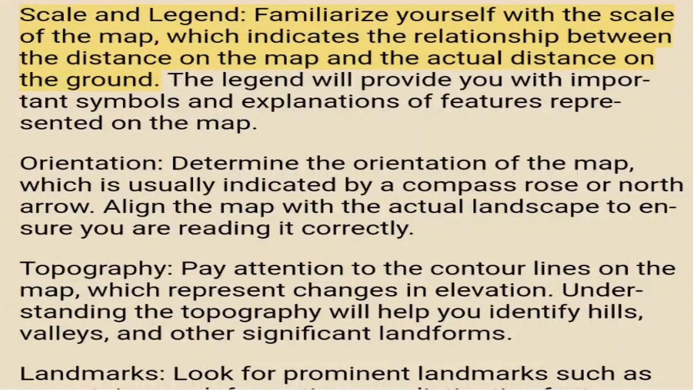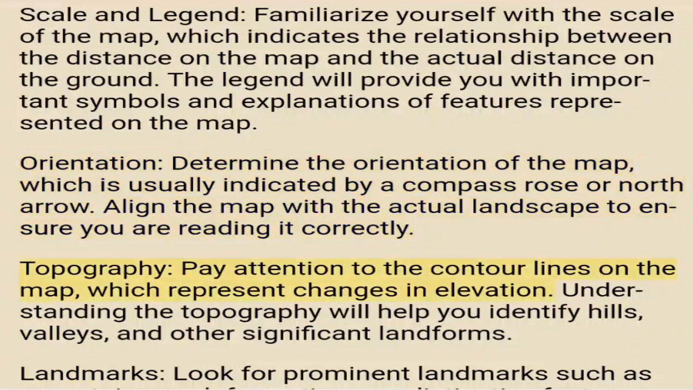Familiarize yourself with the scale of the map, which indicates the relationship between the distance on the map and the actual distance on the ground. The legend will provide you with important symbols and explanations of features represented on the map. Orientation. Determine the orientation of the map, which is usually indicated by a compass rose or north arrow. Align the map with the actual landscape to ensure you are reading it correctly.